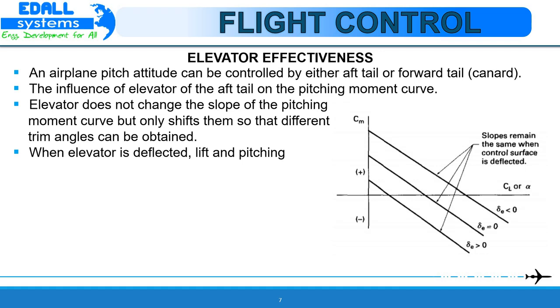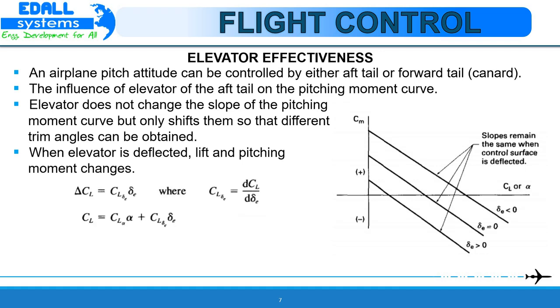When the elevator is deflected, lift and pitching moment change. So we have a change in CL, that is the coefficient of lift, and delta E is the elevator deflection. So we have delta CL equals CL delta E into delta E, where CL delta E equals dCL by d delta E, where CL equals CL alpha into alpha plus CL delta E into delta E, and alpha is the angle of attack.